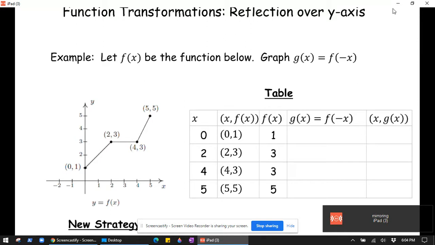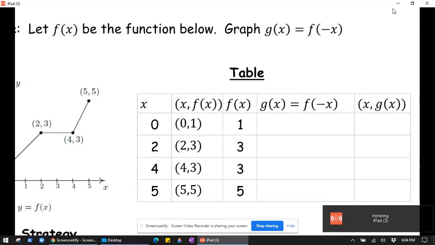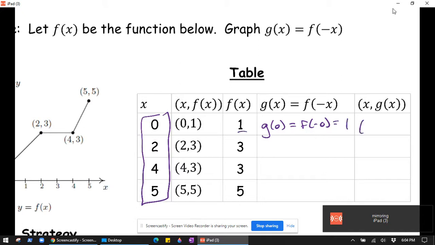Same function to start with, f of x is pictured below. We have its points. g of x is f of negative x. So again, as usual, it's sensible to just try plugging these values in. So I'm going to start plugging in these inputs over here on the left into g. So g of 0 equals f of negative 0, which is f of 0, and that's 1. So we get an output of 1. So the point 0, 1 is on the graph.